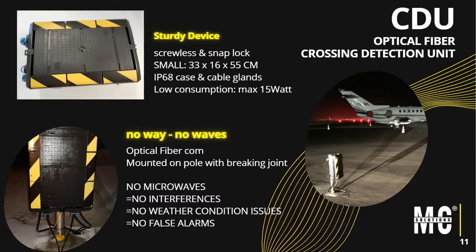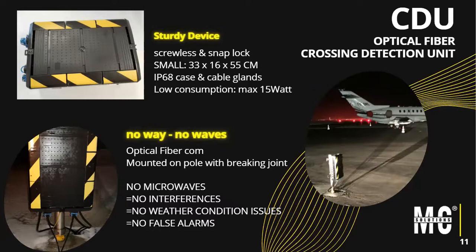Again, low consumption. Which is the difference? The difference is that we do not use microwaves. So we have no interferences. We do not have a really high consumption, and it is safe. So no matter which are, for example, weather conditions, with the fog, snow, rain, no problem, because we use magnetic loop.